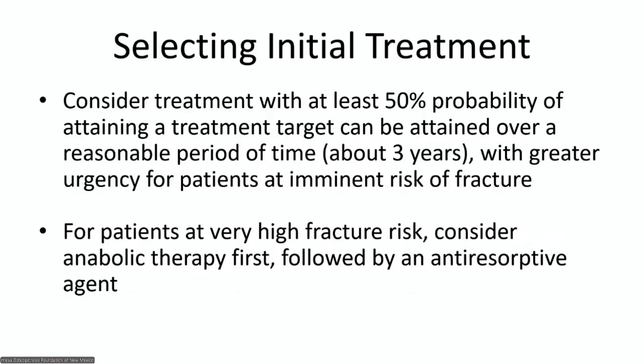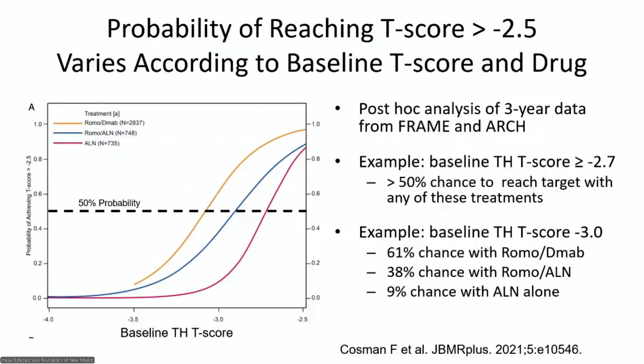How do we use this to select initial therapy? Well, we might consider treatment that has at least a 50% probability of attaining a treatment target over a reasonable period of time, which might be around 3 years in most cases, with greater urgency for patients at imminent risk for fracture. For patients at very high fracture risk, consider anabolic therapy first, followed by anti-resorptive therapy.